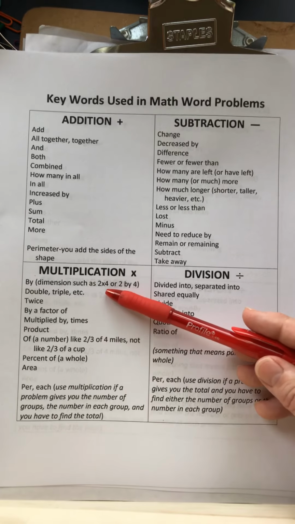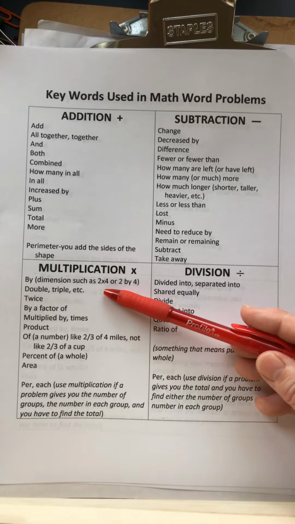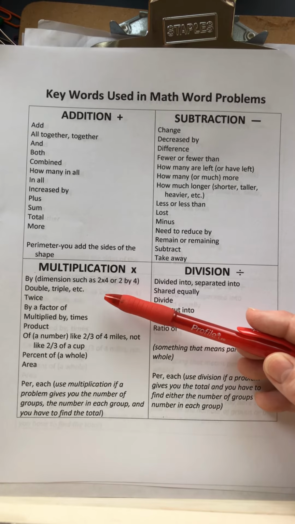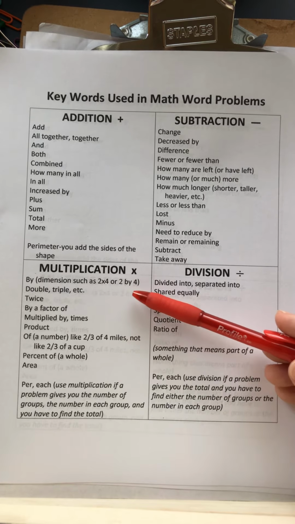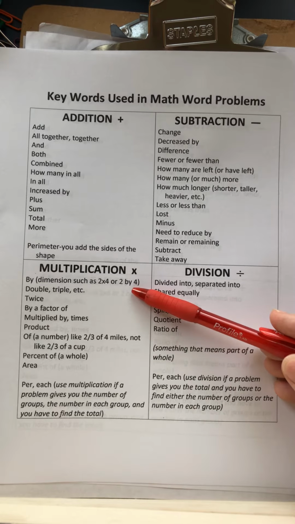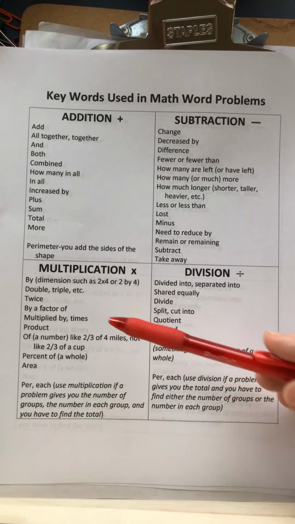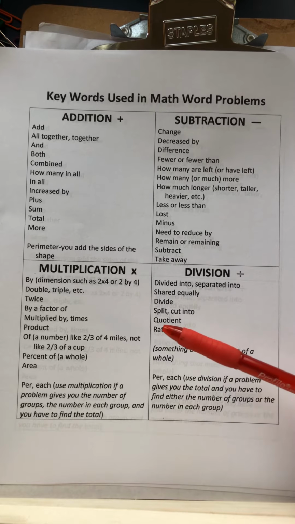If you see something that says by, we're talking about dimensions like a 2 by 4 table. And this X means by. So you could either see it written in words, 2 by 4, or 2x4. That means it's 2 feet by 4 feet or something like that.